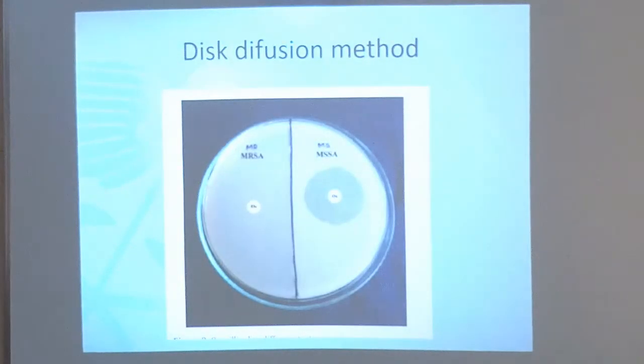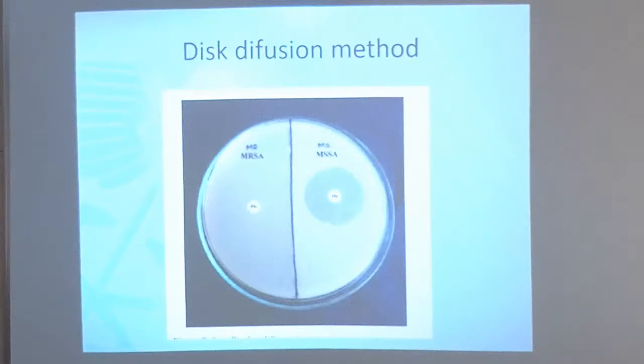Disc diffusion method, which is the very common and popular method to be used: here we inoculate Mueller-Hinton media with the strain in which we want to detect whether it is resistant or sensitive. So, that is inoculated, and on that we use either an oxacillin disc of 1 microgram strength or a cefoxitin disc of 30 microgram, and it is placed on the inoculated Mueller-Hinton agar media, and it is incubated for 12 to 24 hours. After incubation, we have to see for the zone of inhibition.